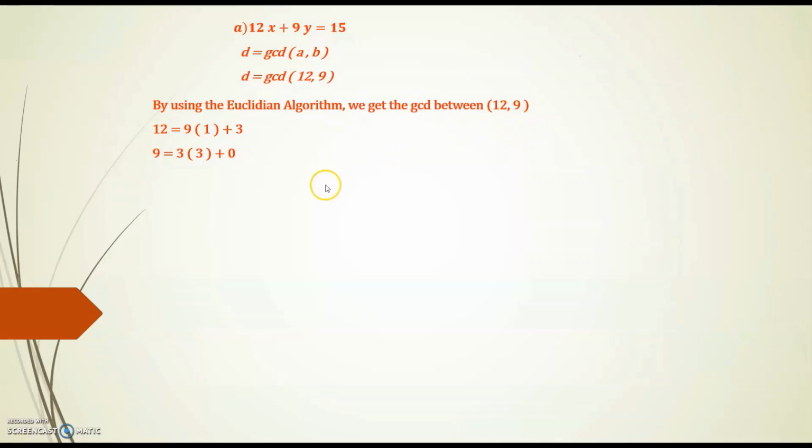Now that we have the GCD, that is 3, we have to see if the GCD divides the number on the right-hand side of the equation. And we see that yes, 3 divides 15. So we can conclude that the given equation has a solution, so it's solvable. So the GCD between 12 and 9 is equal to 3, which divides 15. Therefore, the given equation 12x plus 9y equals 15 is solvable. So now we have to find a particular solution for this equation.